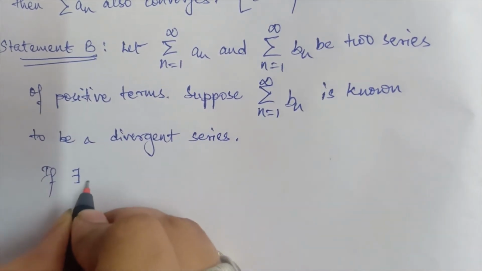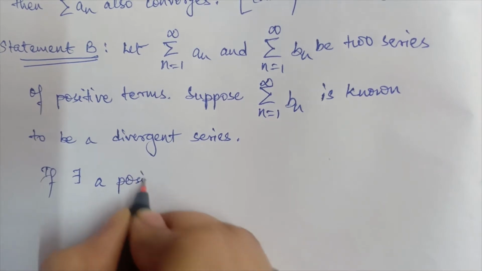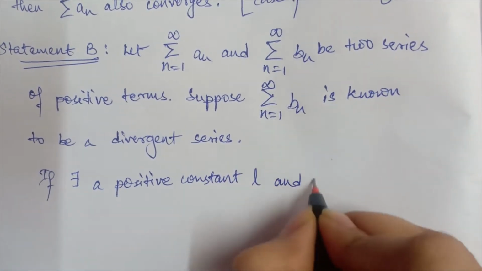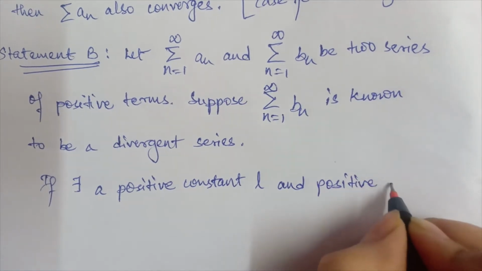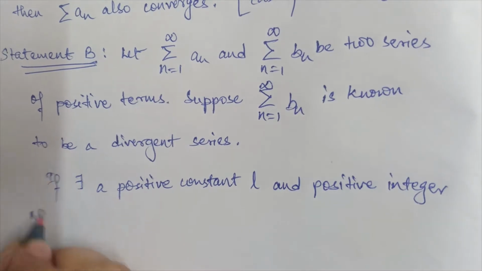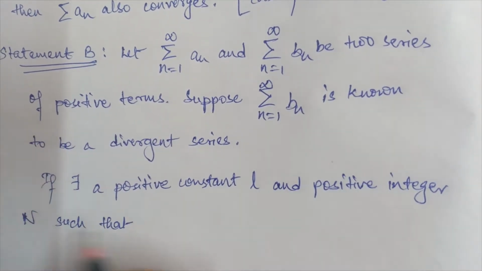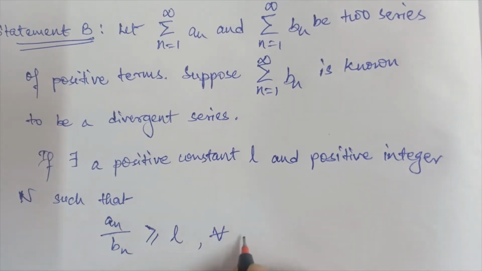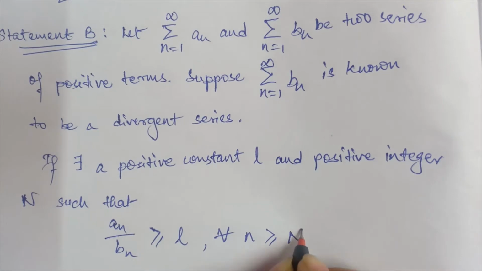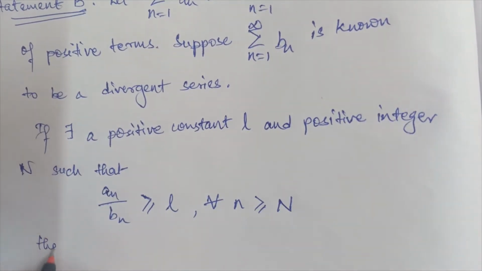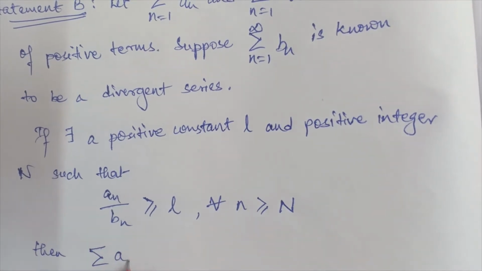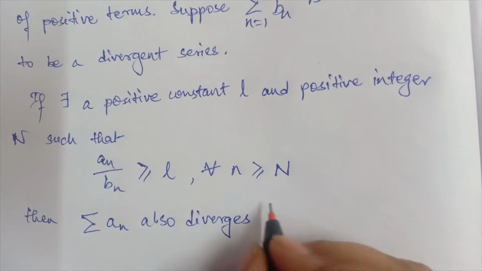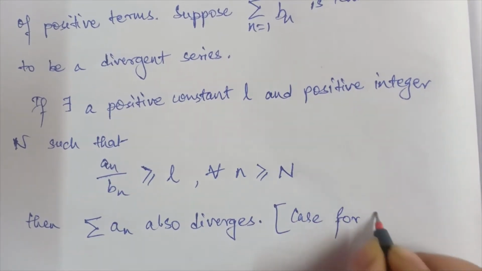So if there exists a positive constant say L and a positive integer capital N, such that an by bn is greater or equal to L for all small n greater or equal to the positive integer capital N, then the series summation an also diverges. Now this is a case for divergence.